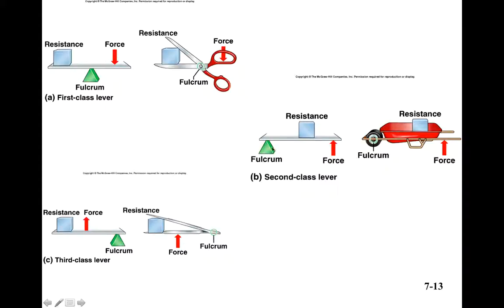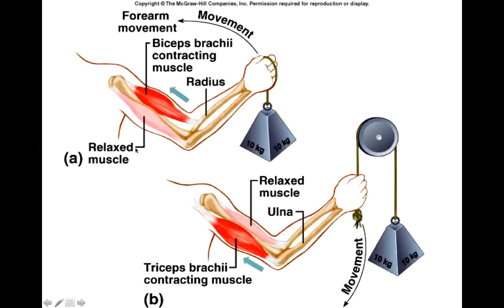For a second class, you have the fulcrum at one end, the load in the middle, and then the force on the other end. And for the third class, you have the fulcrum on one side, force in the middle, and the resistance at the other end. So this just gives you some background as to why we even talk about this stuff. And this gives you that example.